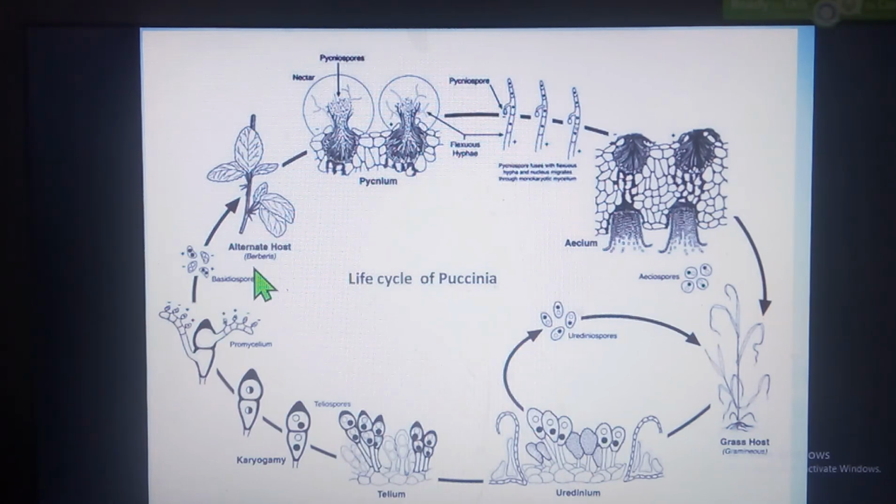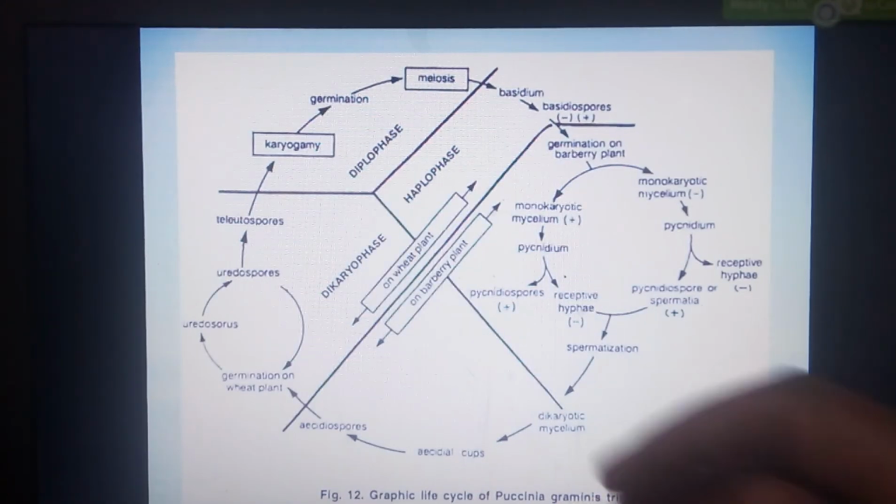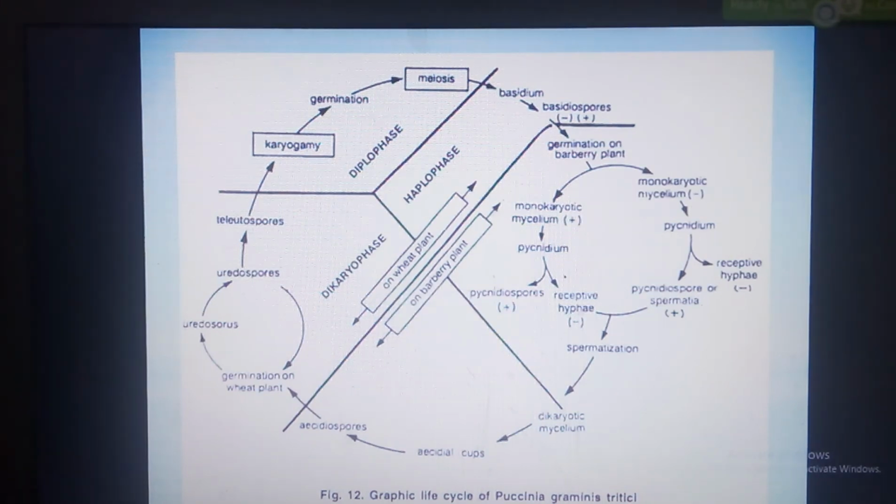The teliospores germinate to form the basidium and the basidiospores, and these basidiospores will infect the alternate host, that is Berberis vulgaris, the barberry plant. Here they form the pycniospores on the upper part and the archaeospores on the lower surface, and these archaeospores in turn infect another wheat plant through wind dissemination. So this is the graphic life cycle of Puccinia graminis tritici.